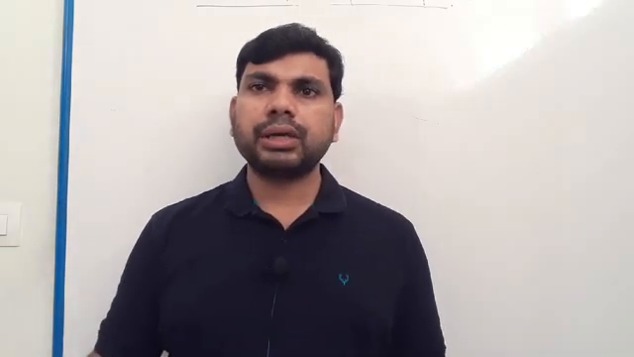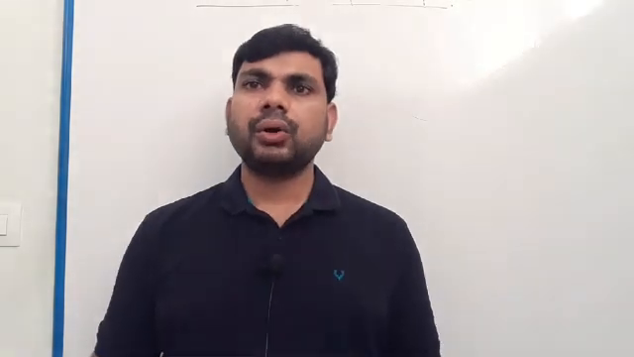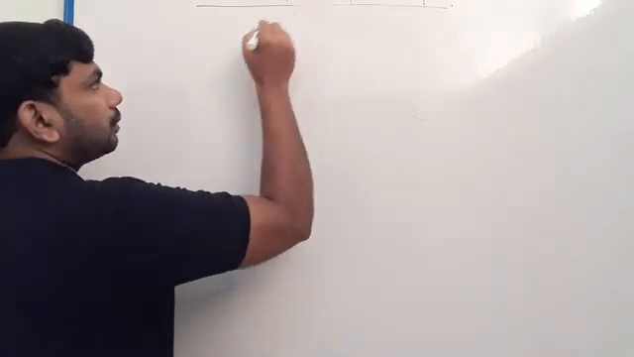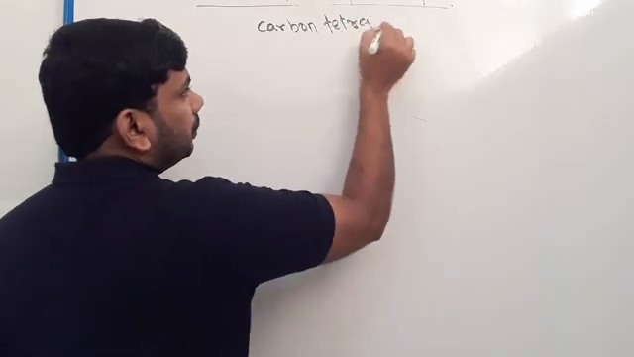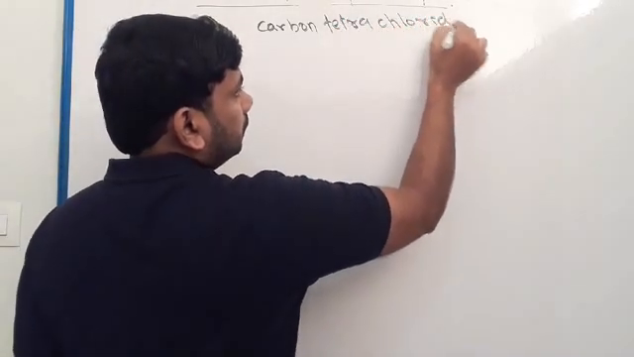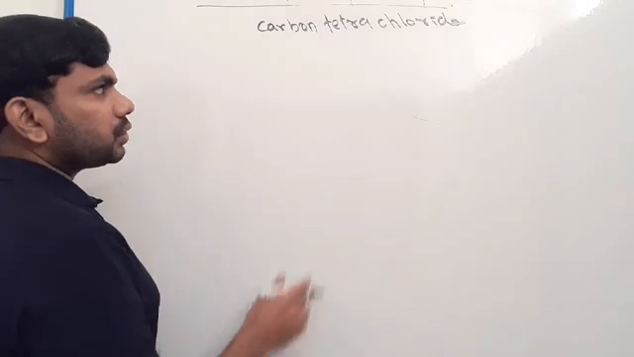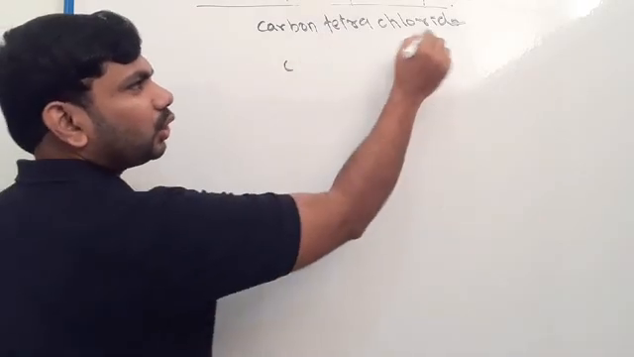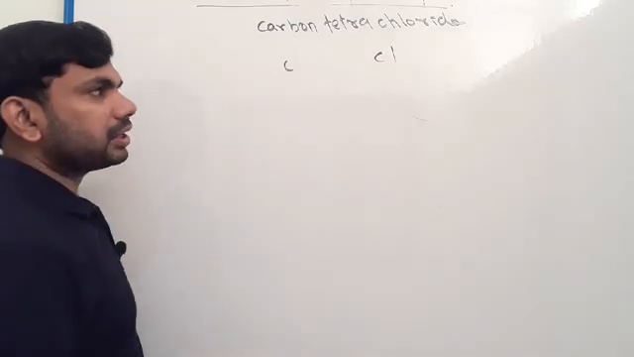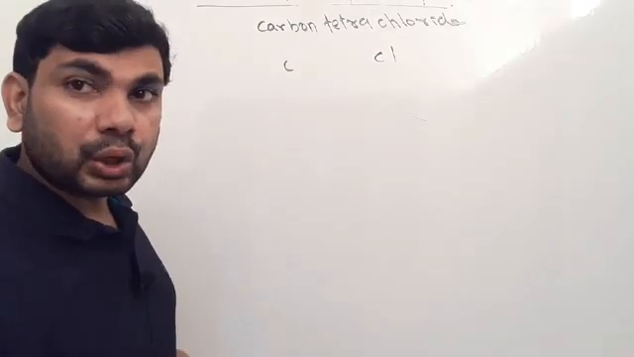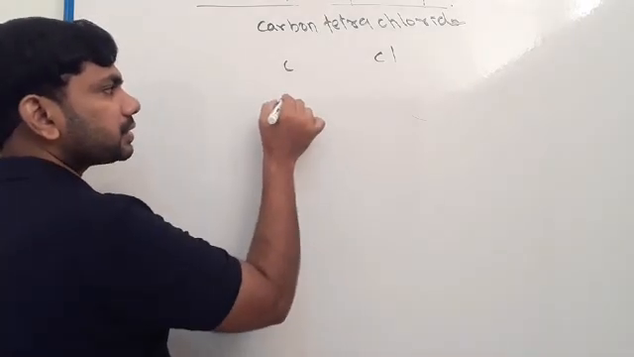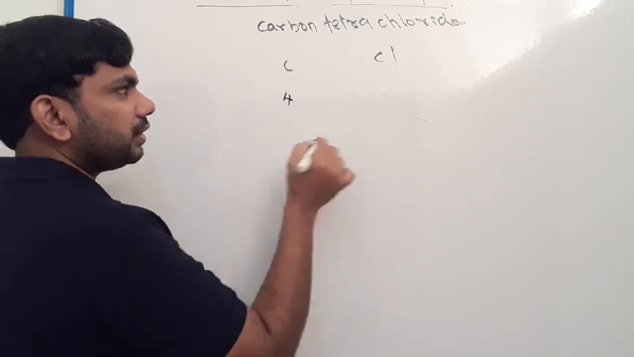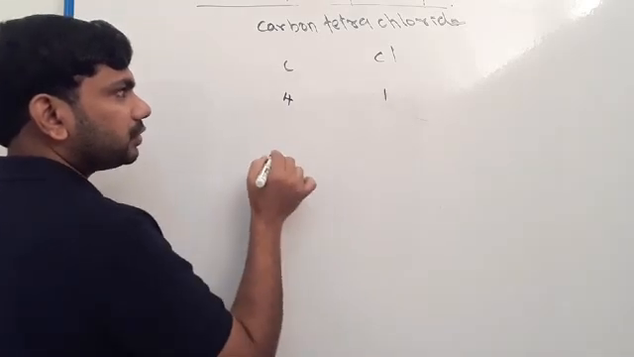Sometimes you can see carbon tetrachloride, or you can say carbon chloride. So here carbon tetrachloride means carbon and chlorine. Carbon, you can check the periodic table, it is plus 4. So you just write here 4. Chlorine minus 1, write 1.